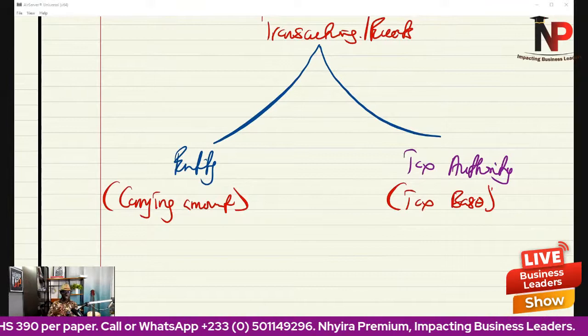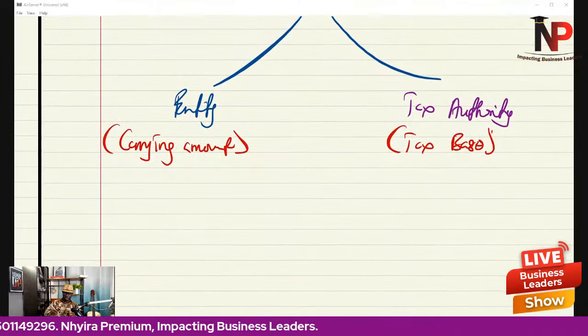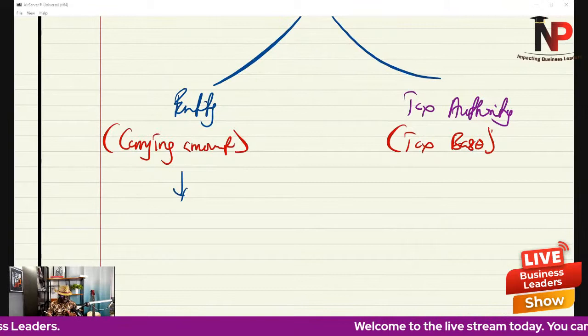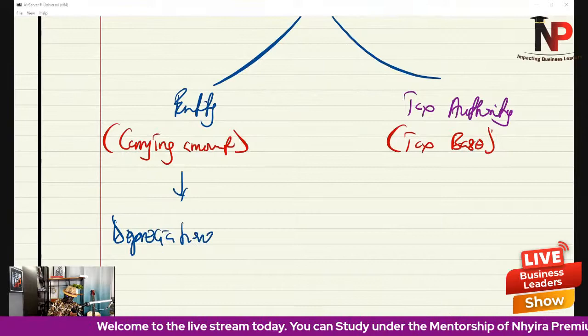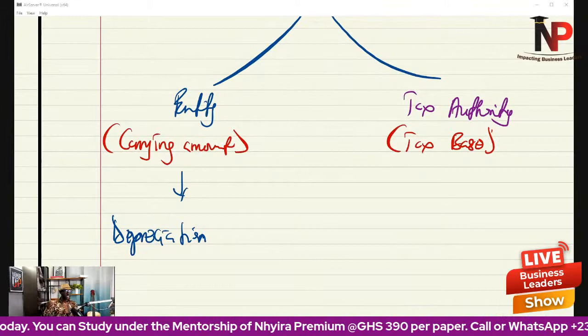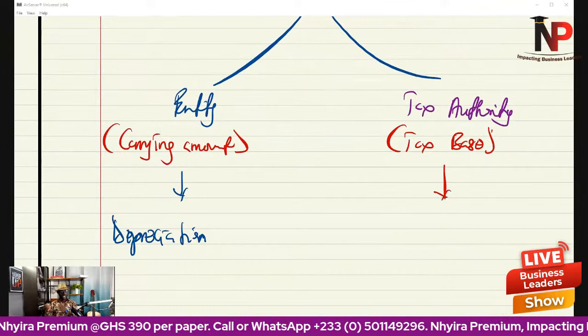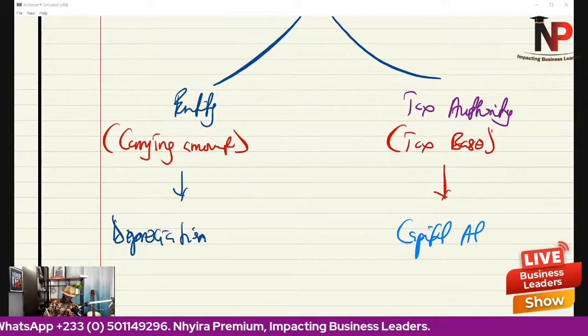So, for instance, if you are dealing with tangible non-current assets, definitely as per IAS 16 or IAS 40, the entity may be depreciating the assets. And so they may decide what kind of depreciation method they want to use, whether they are using the straight line method or the reducing balance method to depreciate the assets. But a tax authority doesn't know depreciation. Instead, what a tax authority knows is what we call capital allowance.